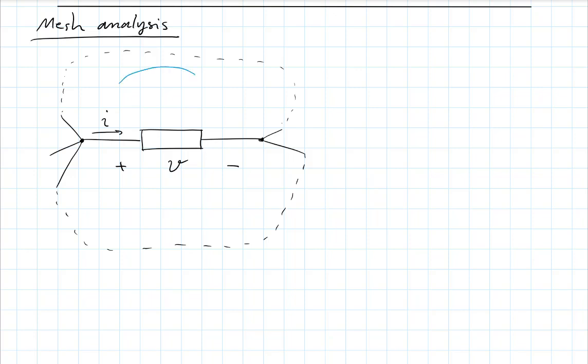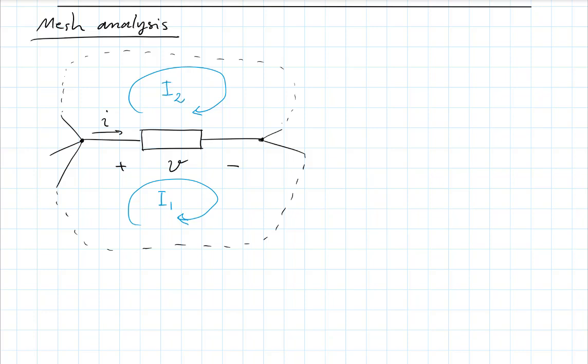But we will define mesh currents, in this case, in the two meshes that the element is part of. I'm used to doing things clockwise, but it doesn't really matter. So I'll say that I have these two meshes here, and I'll attribute a current to each of these two meshes. And I'll call these capital I1 and capital I2.